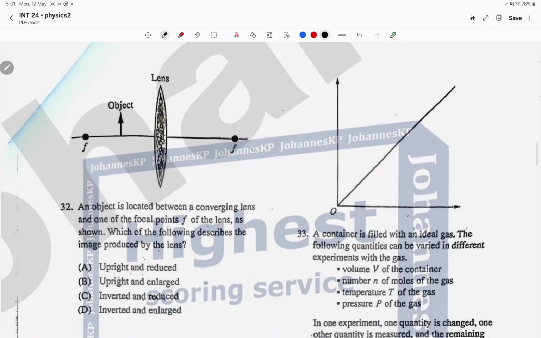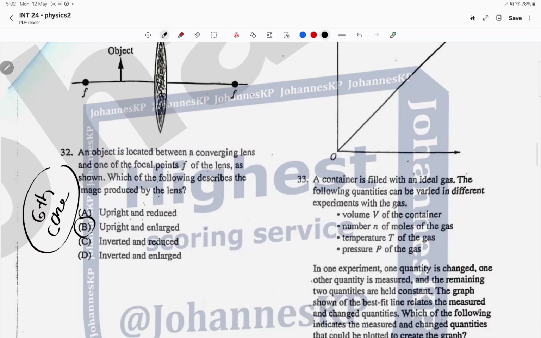32 is not skipped. So the object is within the focal length in the case of a convex lens, or a converging lens. That means the image has to be upright. Actually upright and enlarged. It's the sixth case of a converging lens. Okay, has to be upright and enlarged. B, what are you talking about? Check it out, it's the sixth case. I have put all the cases in the sheets. Okay.